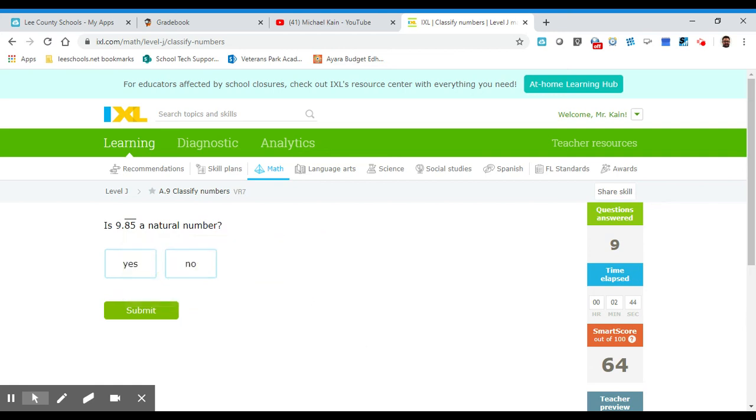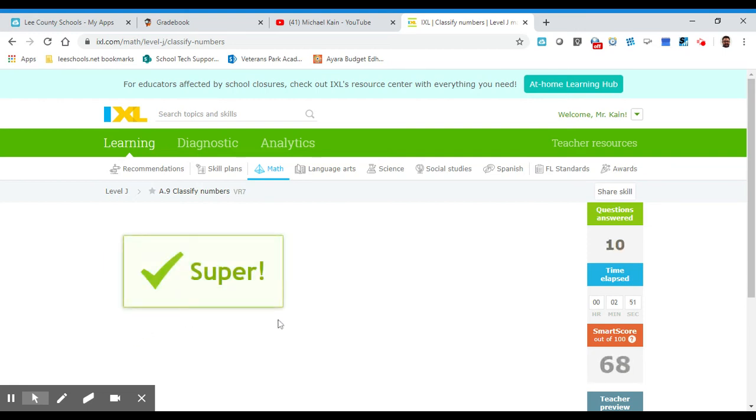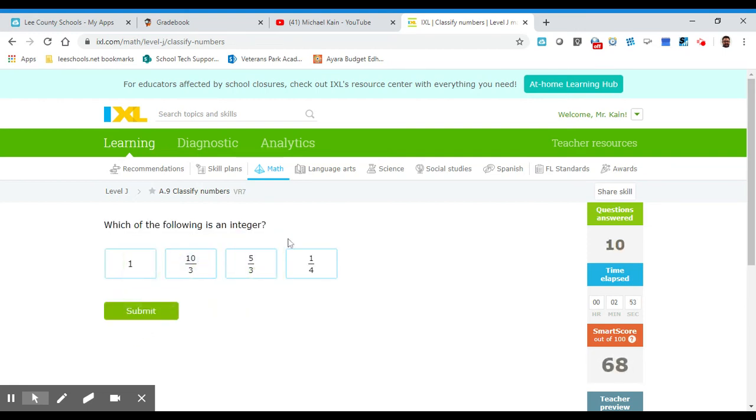Okay. Is this a natural number? No, it's not a counting number, right? It's got a repeating decimal, so definitely not. What about integers here? This is the only integer, right? Because fractions are not integers.